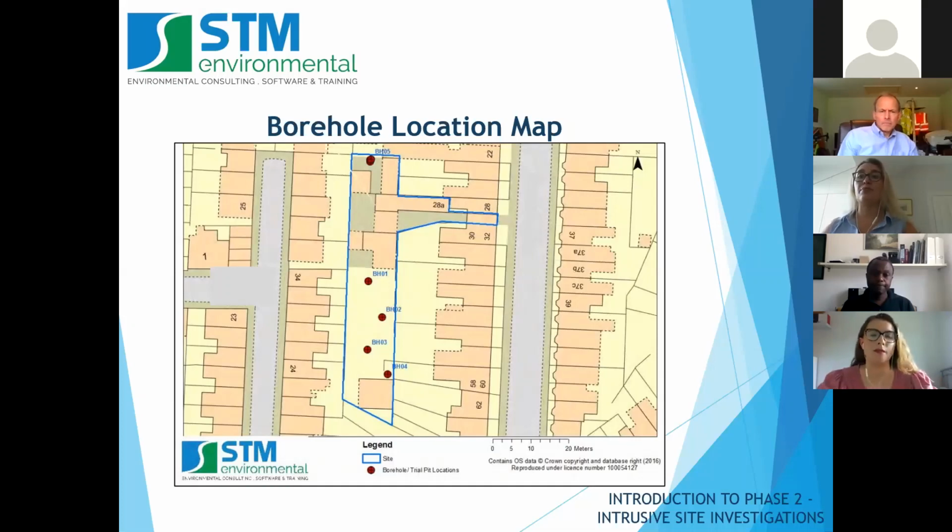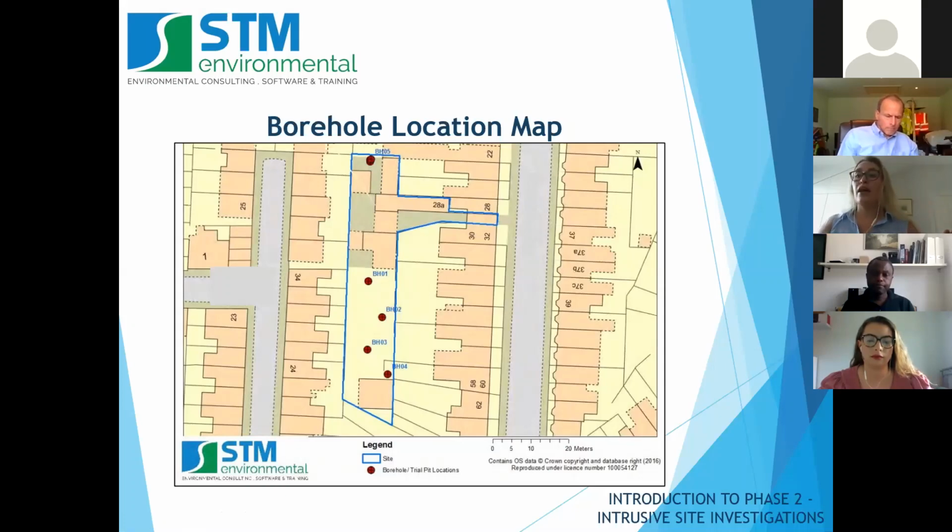So this map shows the borehole locations. There are 5 here, and the locations were decided based on the access, so building access, building coverage of the site. This part of the site was inaccessible, unfortunately, as well as down here. And this part of the site is where the proposed gardens will be for the proposed development. So we did our best in getting a good coverage of the site, as well as putting some boreholes in the most sensitive areas.